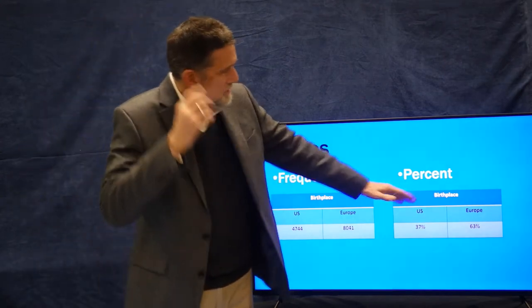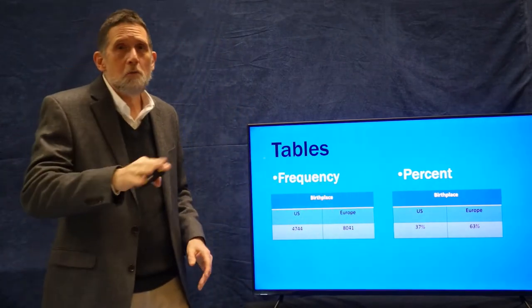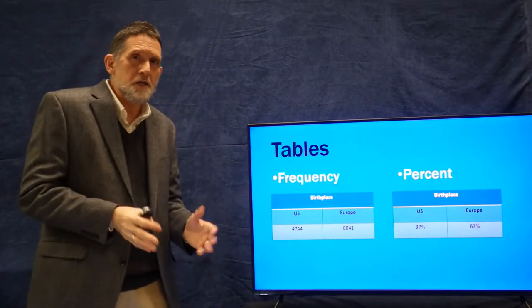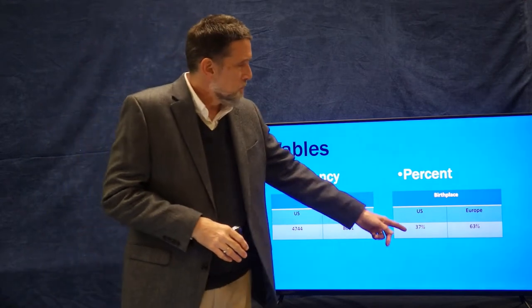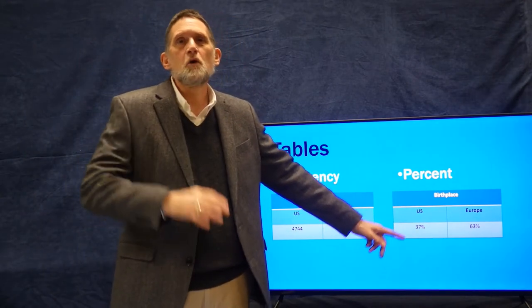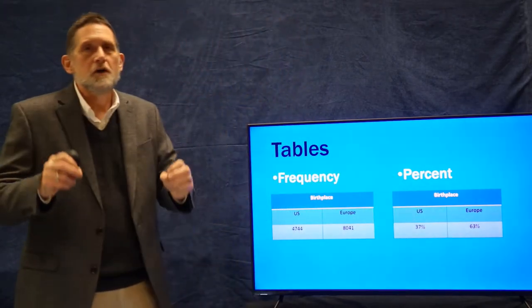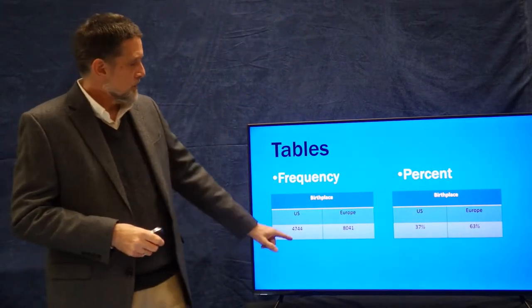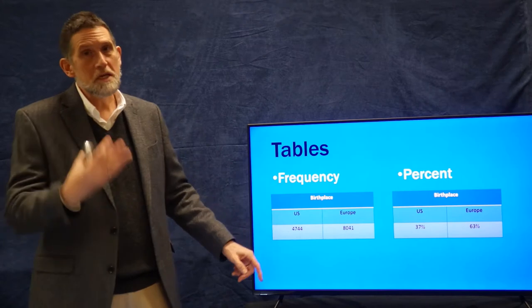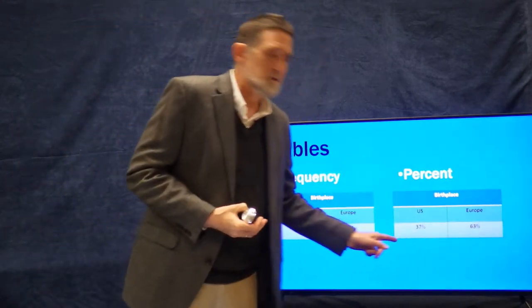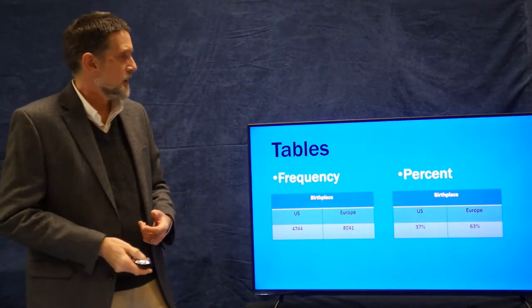is the percent table. And here we show percents of the whole data set. Of the whole data set, about 37% are U.S. born. About 63% are European born. We can see that from here, but to me at least, it's clearer to see the percentages. It makes it easier to look at.